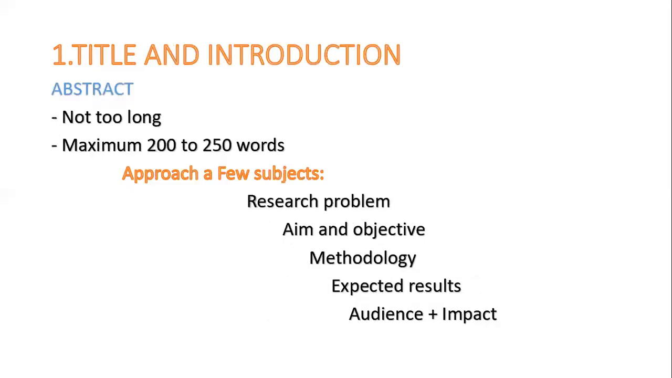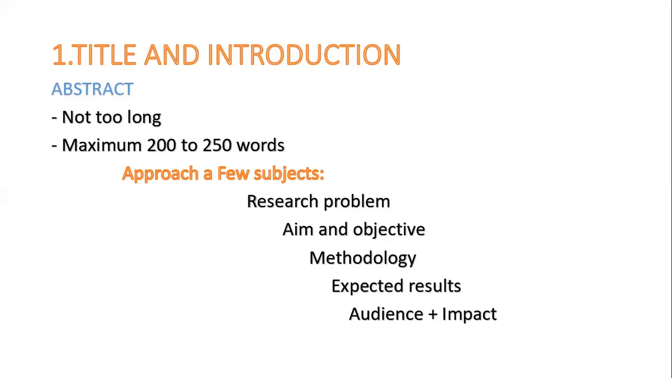Then a title and introduction. From there, we go to the abstract. Your abstract should not be too long; the maximum should be 200 to 250 words. In order to write a successful abstract in the research proposal, it has to approach a few subjects: the research problem, the aim and objective, the methodology, the expected results, the audience, plus the impact. So what am I talking about? Firstly, you bring out your title, which has to be catchy and inclusive.